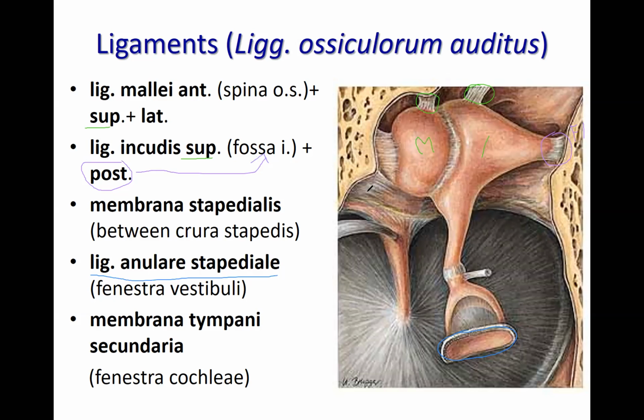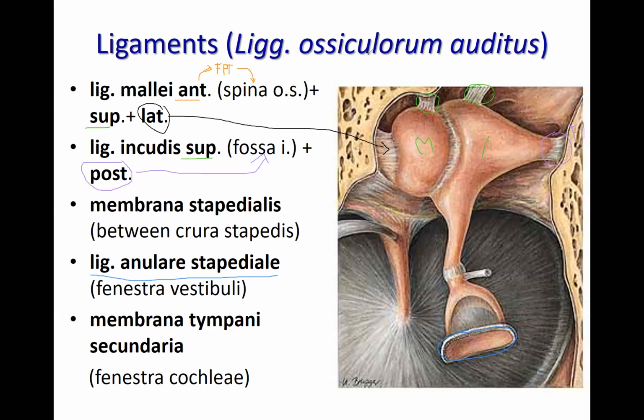And then we have the anterior ligament, which is not visible. It's visible here. So we have the anterior ligament, the lateral ligament here. And what is not visible is the anterior ligament. And we know that the anterior ligament goes through a petrotympanic fissure, so fissura petrotympanica, and is inserted onto the spine of the sphenoid bone.